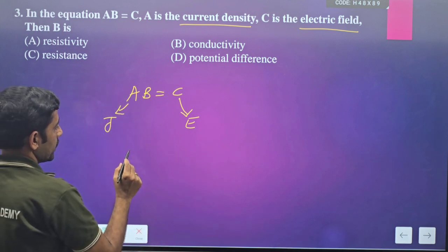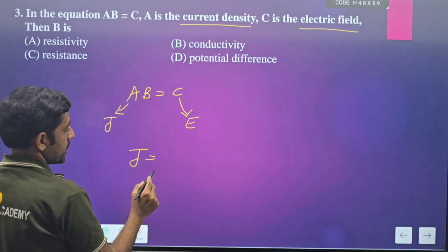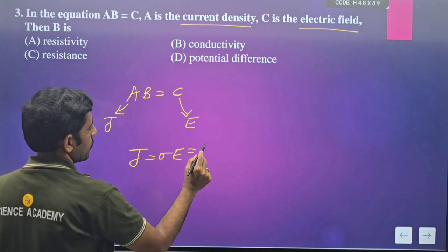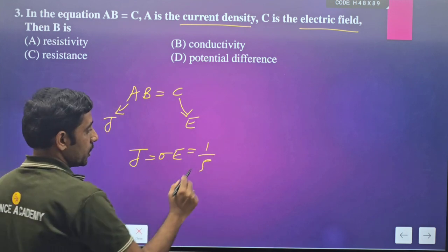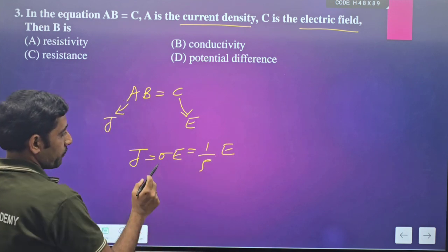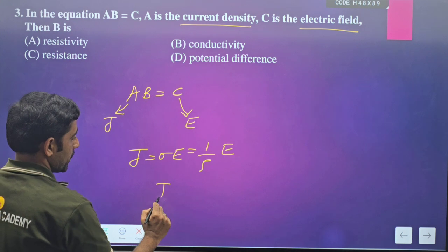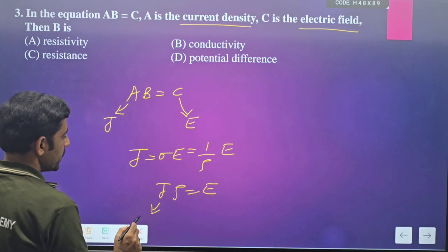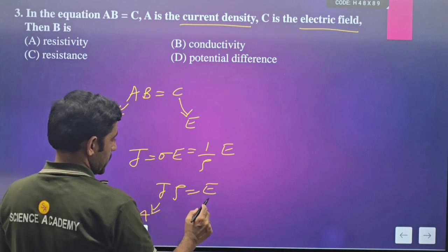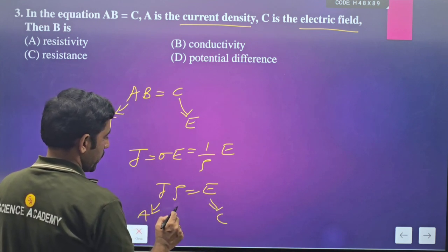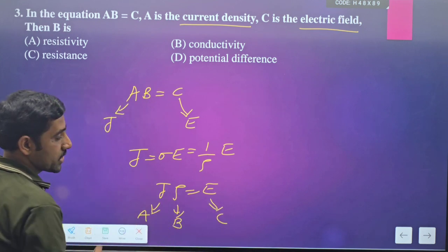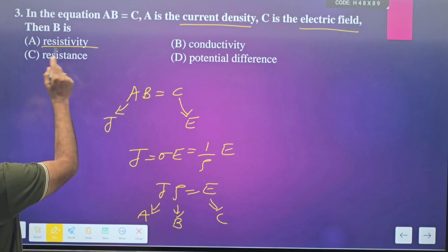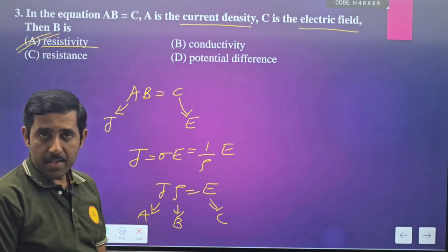So what will B be? You know that current density J is equal to sigma into E. Sigma is nothing but 1 by rho, resistivity. Okay, so cross multiply, J into rho is equal to E. What is J? A. What is E? C. Then what is rho? It must be B, resistivity. So resistivity, option A is the right answer.